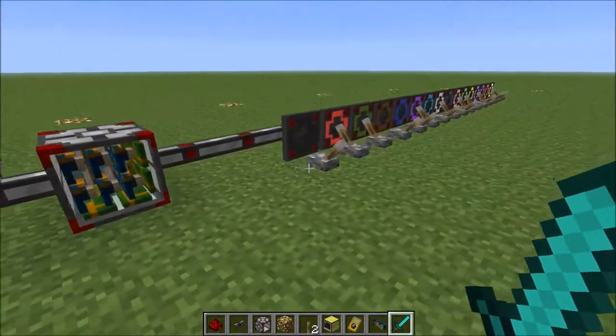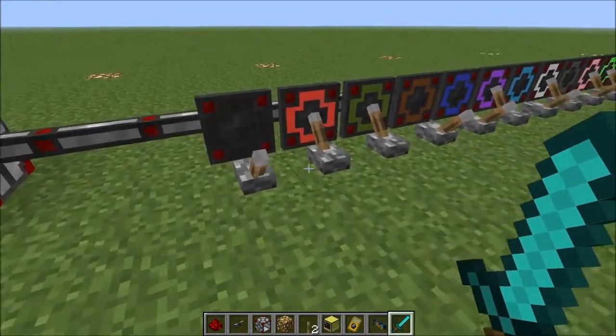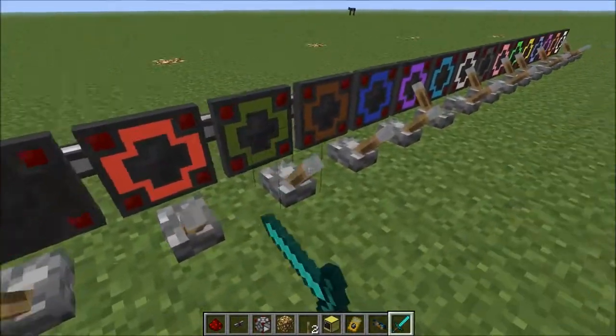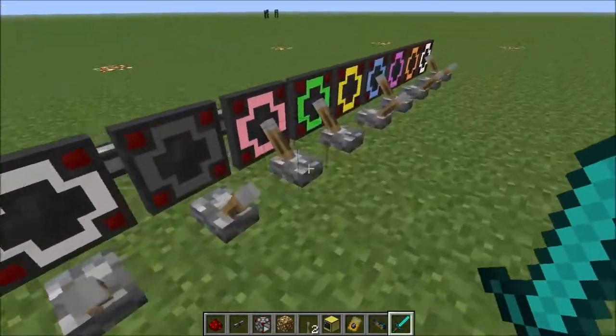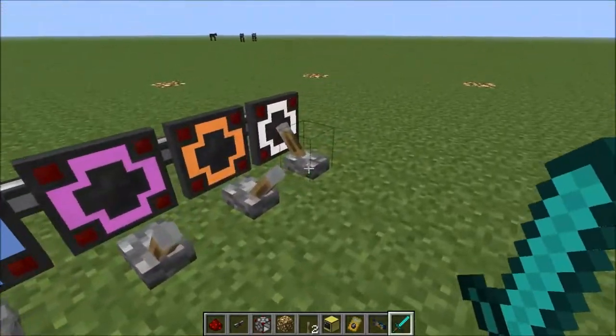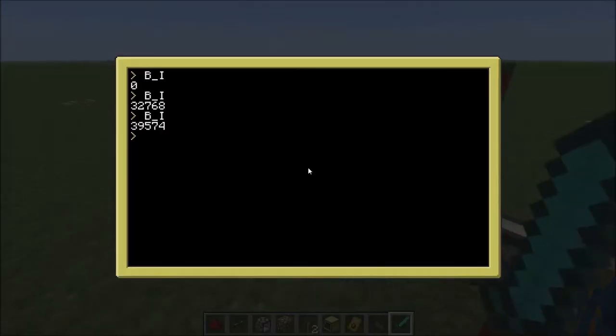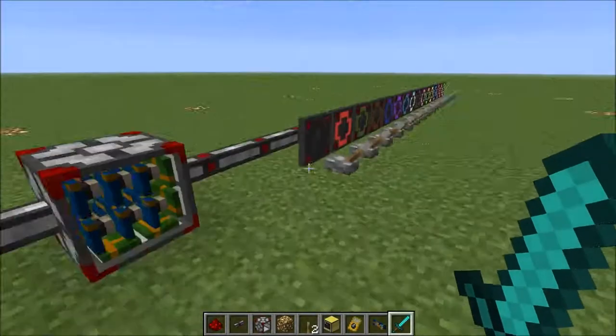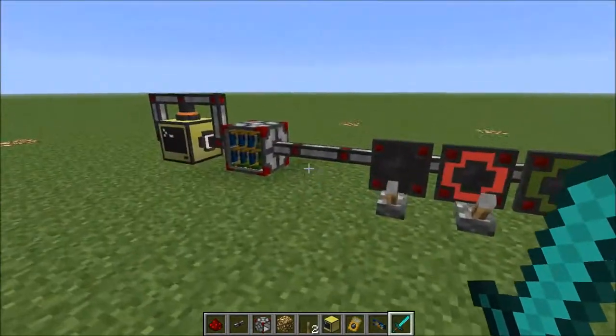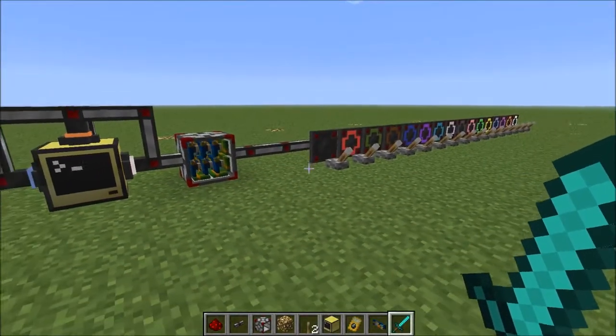Yay! Right, and now what we're going to do is we're going to turn them all on, and we should be getting 65,535. That way we know it's just all adding up okay. There we go. So that is bundled input functionality.